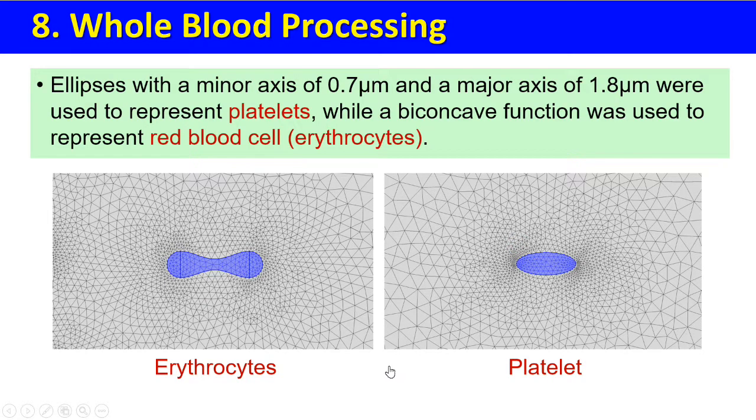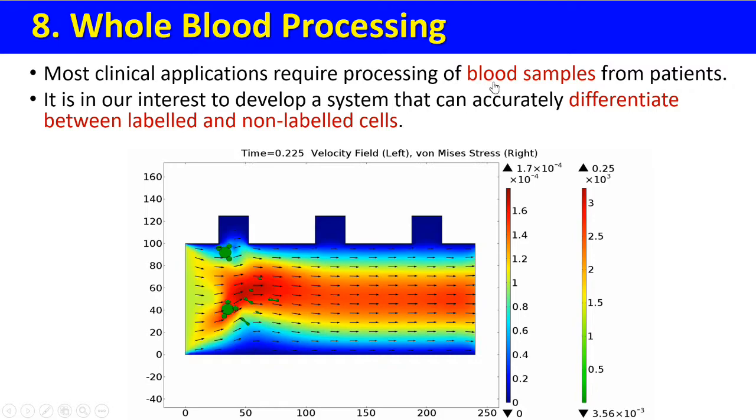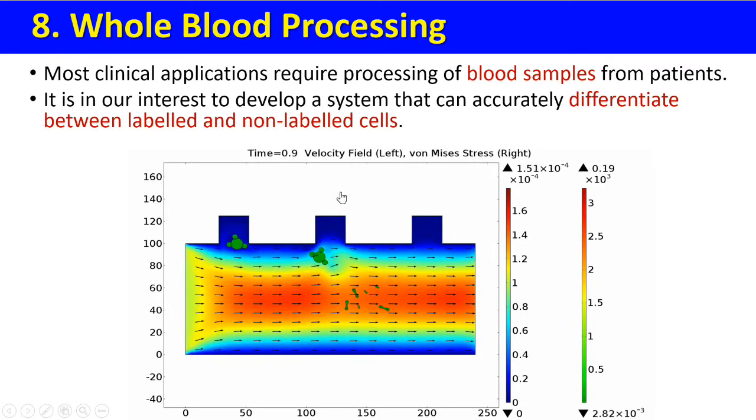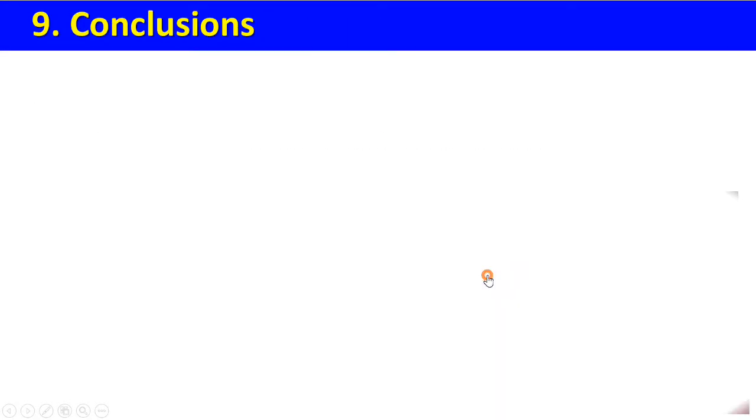8. Whole blood processing. This is the mesh used for erythrocytes. This is the mesh used for platelets. Most clinical applications require processing of blood samples from patients. It is in our interest to develop a system that can accurately differentiate between labeled and unlabeled cells.